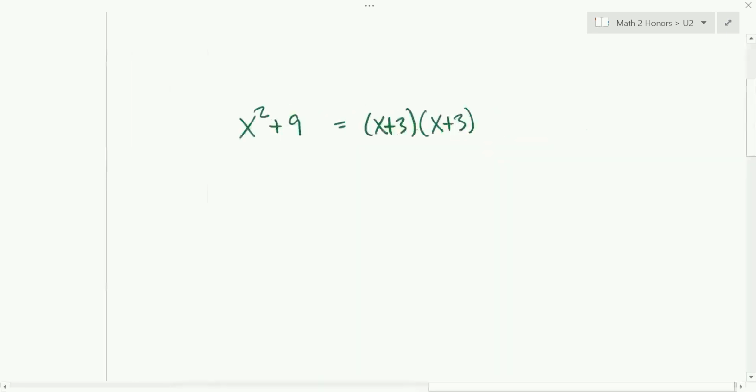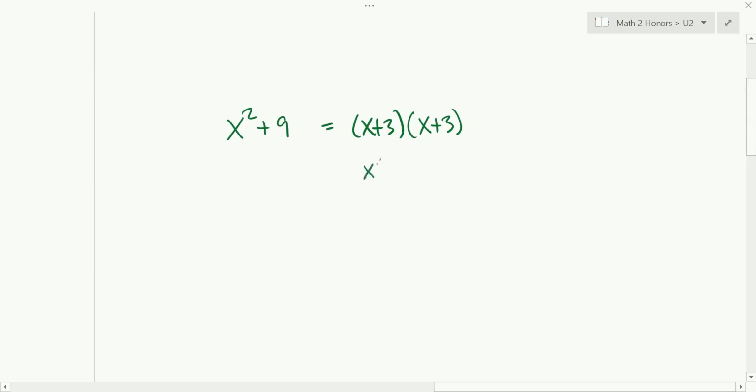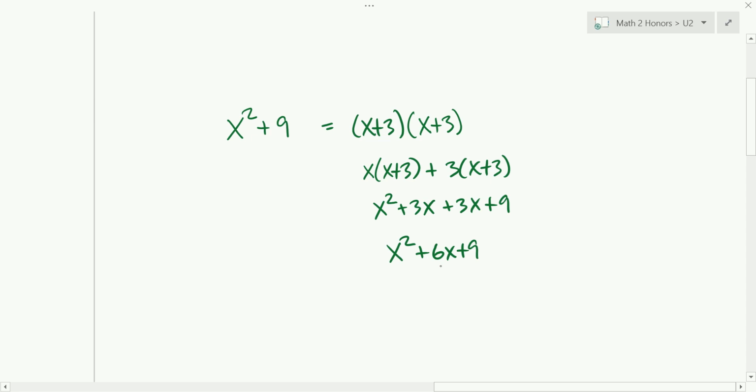Multiply it out. So if I multiply this out, I get x times x plus 3 plus 3 times x plus 3, which is x squared plus 3x plus 3x plus 9, which is x squared plus 6x plus 9. Are those the same? No. So actually, that's not the answer. It seems like it should be, right? But it doesn't work out. So what if we try factoring it another way then?